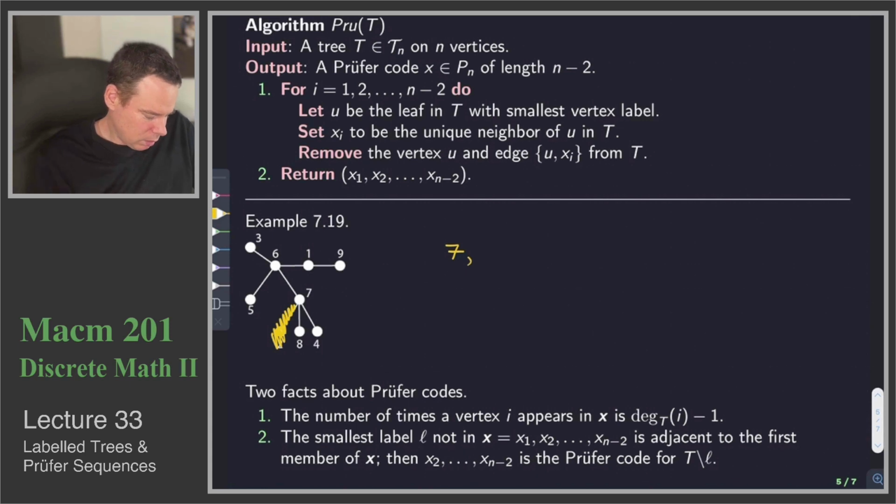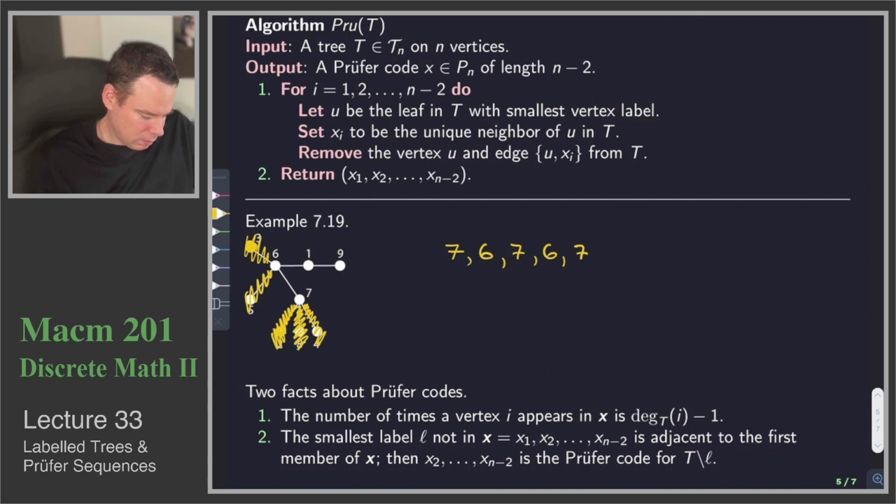So repeating the process, what's the smallest labeled leaf? That's the 3. Its neighbor is 6, and now get rid of it. And then do it again. What is the smallest leaf? That's the 4. Write down its neighbor. That's the 7. Get rid of it. Smallest leaf is 5. Its neighbor is 6. Get rid of it. Smallest leaf is 8. Its neighbor is 7. So now I get rid of that leaf.